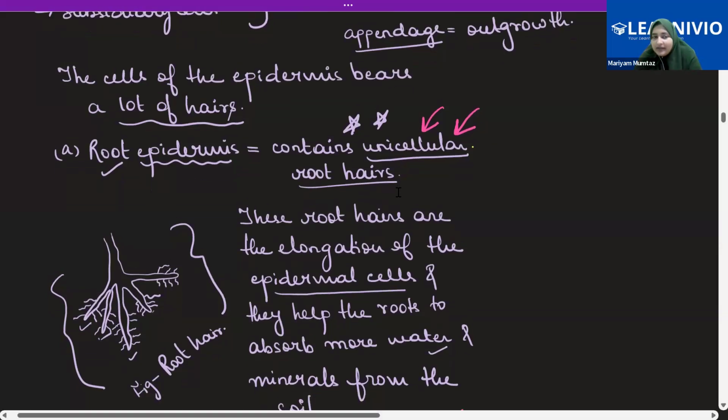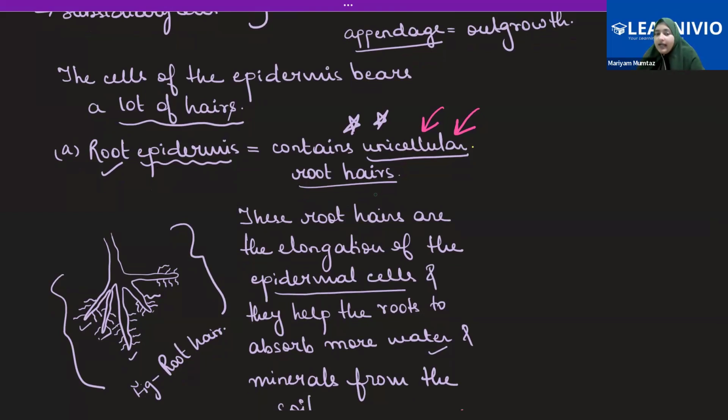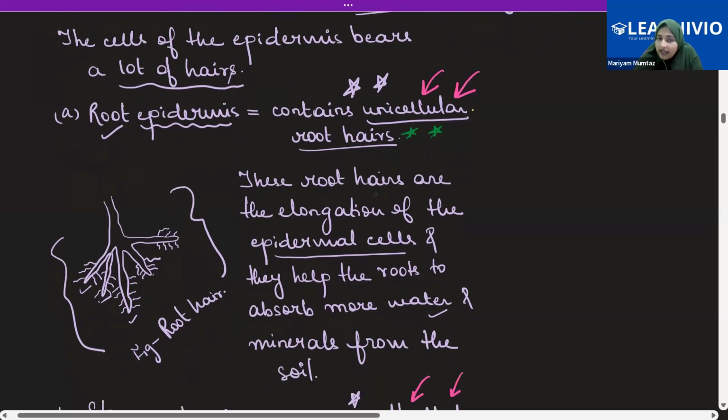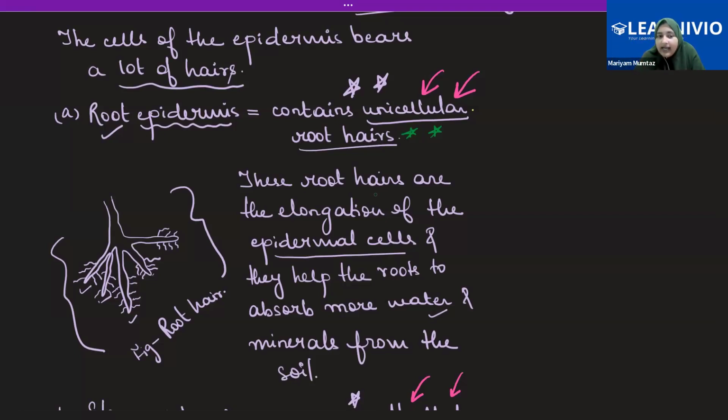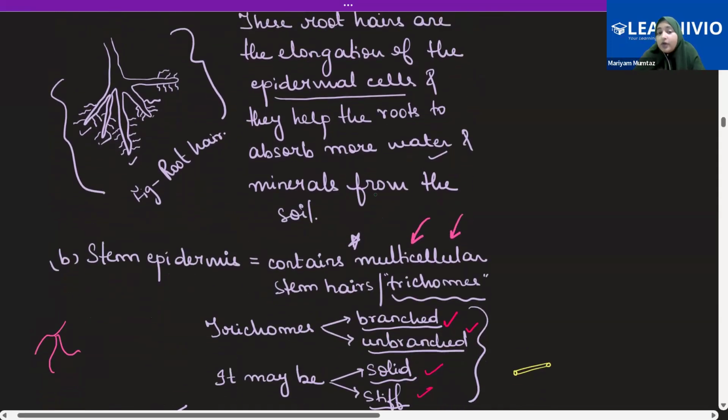Okay. So the cells of the epidermis are going to contain hair. If we are talking in terms of the root, the epidermis of the root contains unicellular root hair. Remember, this is very important, that the root hair is unicellular in nature. They are made up of a single cell. And I have written hairs purposely because we can count them. It's not uncountable. So these root hair are the elongation of the epidermal cells. Those epidermal cells only elongate and form the root hair. And the root hair is responsible for absorbing more water and more minerals from the soil.